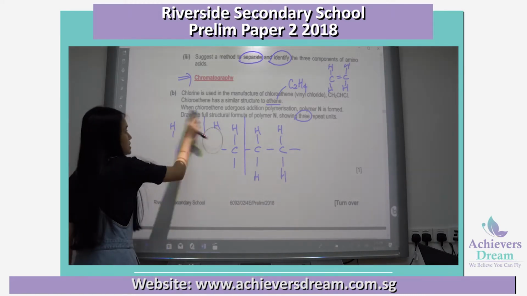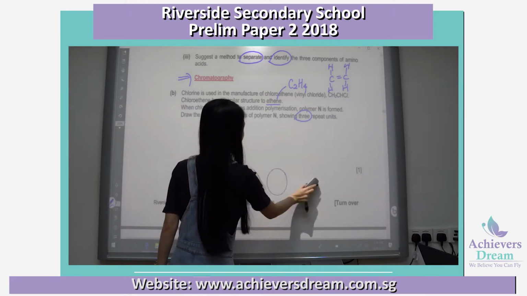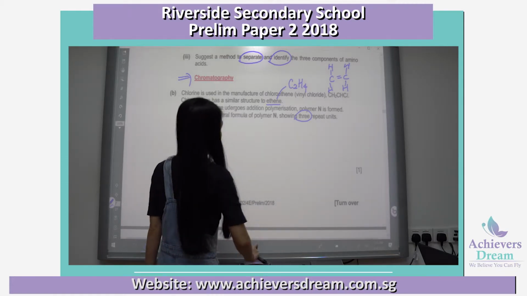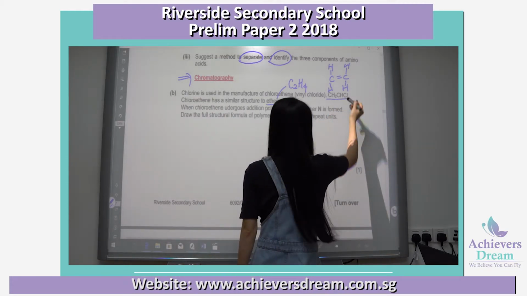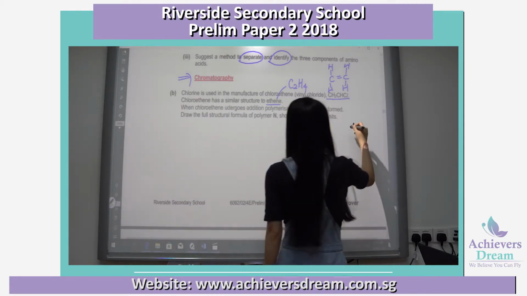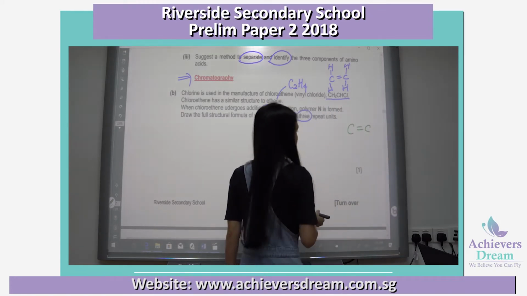Now let's take a look at how to draw our chloroethene. Chloroethene, this is the formula. So how should it look like? There should be a presence of a C=C double bond, correct?